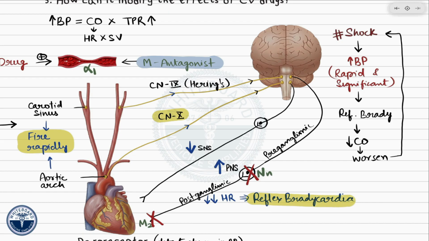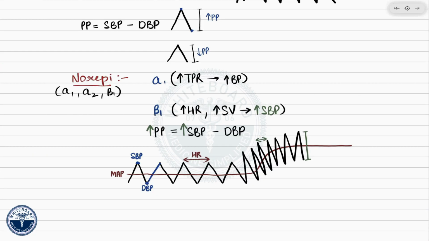The result is reflex bradycardia. And remember how bradycardia appears on a tracing. Instead of the waves moving closer together as we predicted from beta 1 stimulation, the waves now move farther apart because the heart rate slows down. In other words, the direct beta 1 effect is trying to increase the heart rate, while the baroreceptor reflex is trying to decrease it. In fact, if the rise in blood pressure is large enough, the reflex bradycardia can completely override the direct beta 1 mediated tachycardia.